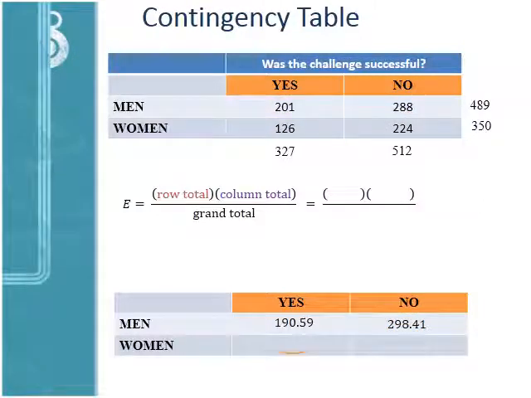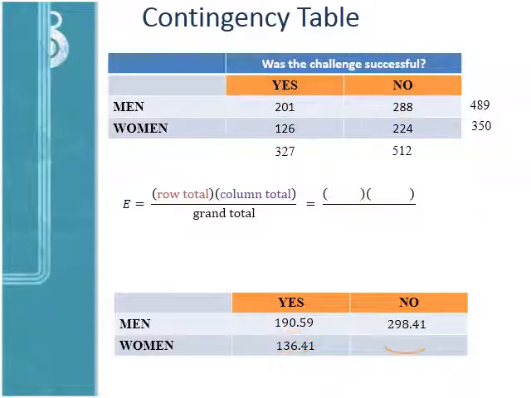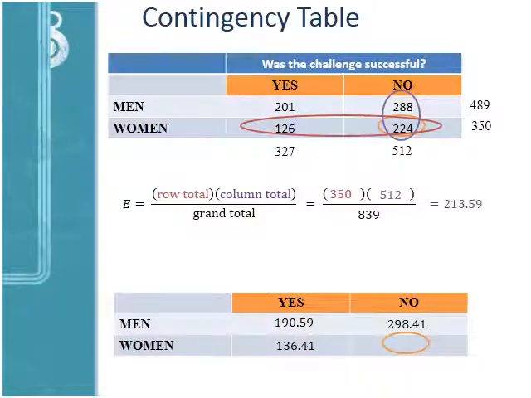So let's do the same thing for the lower left cell. The row total for the 126 row will be 350. And the column total will be 327. And the grand total stays the same at 839, which gets us 136.41. Lastly, for the lower right, the row total is 350, and the column total is 512, and the grand total is 839, which gets us 213.59.